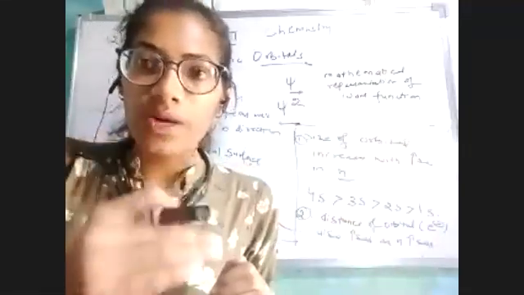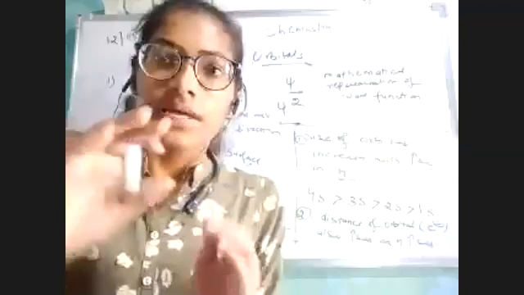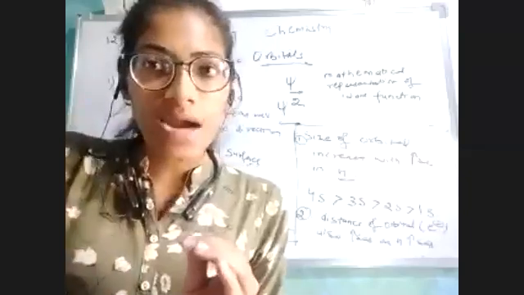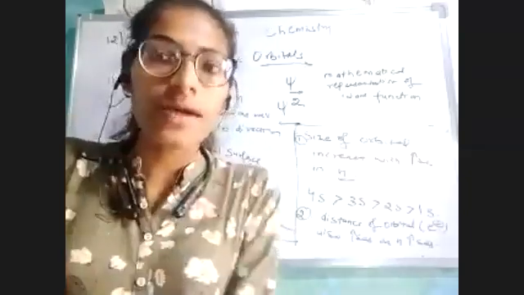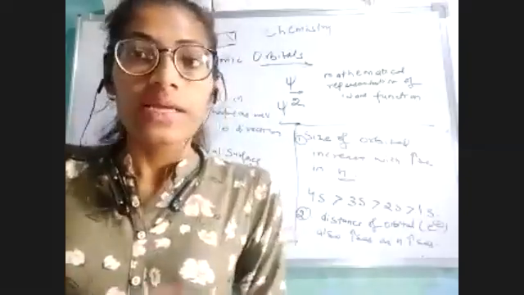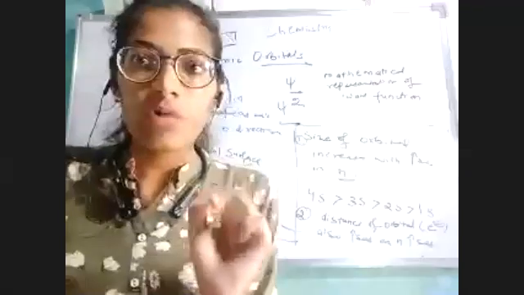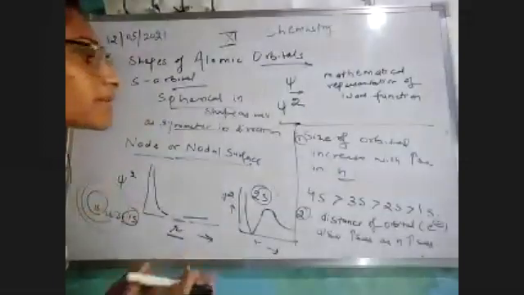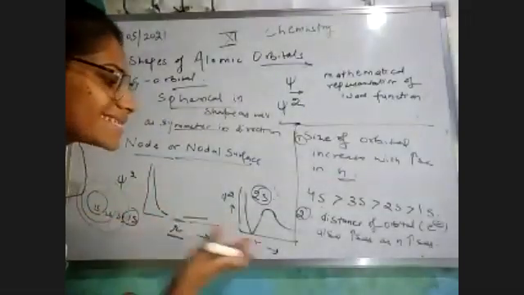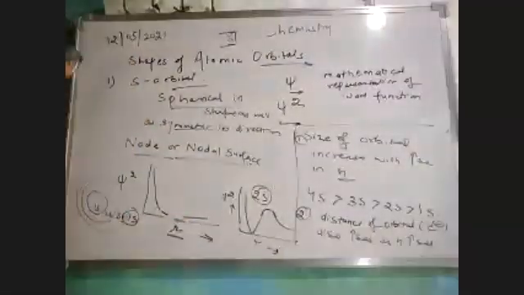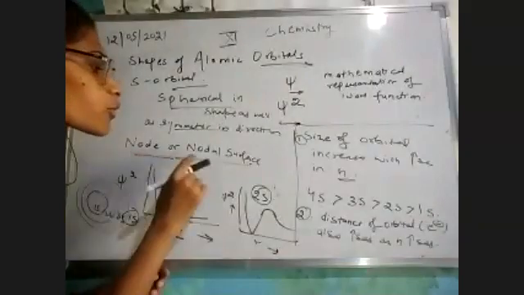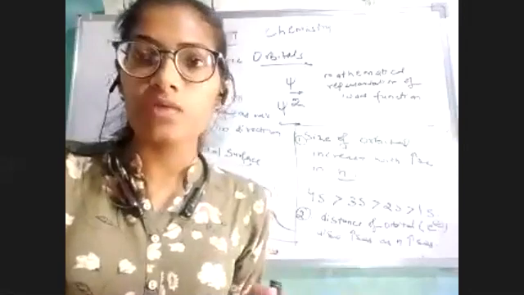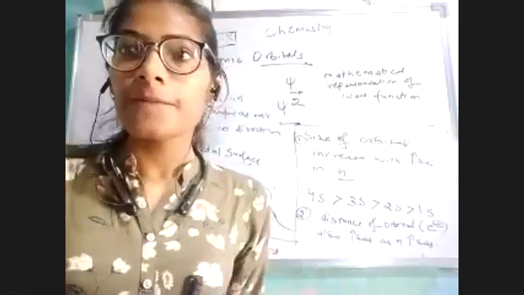Because 1s, 2s, 3s, and 4s indicate that the number of orbitals increases and they are getting far away from the nucleus. These observations we have observed by the experimental method, which are given by these graphs. Now I was talking about the node or nodal surface. What is the node or nodal surface and why do we need to study them? Let's start.